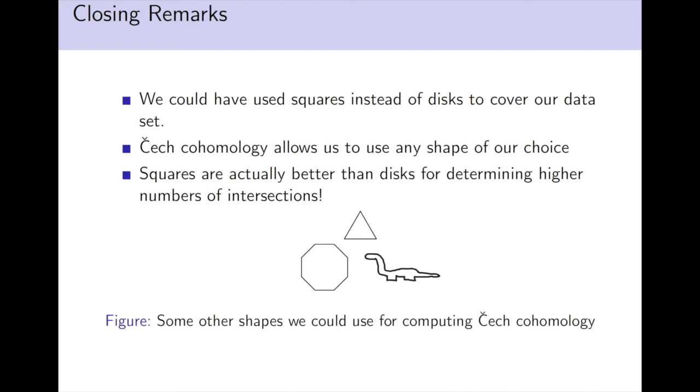That being said, when it comes to algorithms, it's very difficult to determine when 3 or more disks all meet in one point, whereas with squares, it's very, very easy to determine when any number of squares meet at a point.